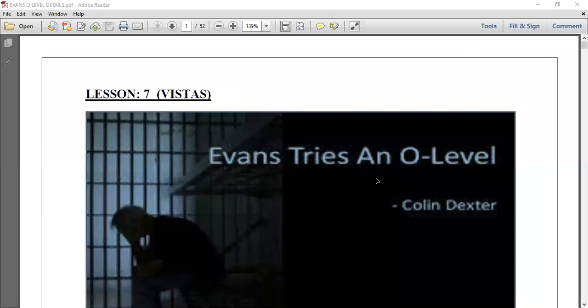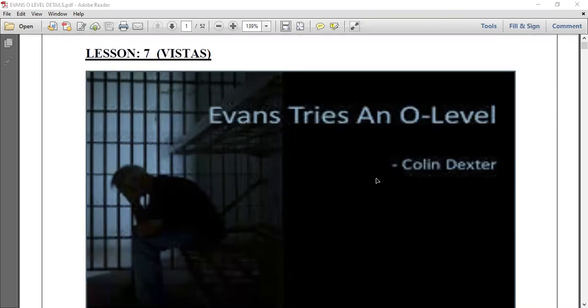Good morning, and we are in the next lesson named Evans Tries an O Level by Colin Dexter. You can also see the pictures, images, the characters and a summary. For a proper understanding, we will also go through that.